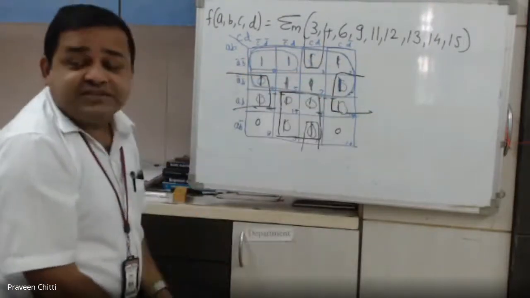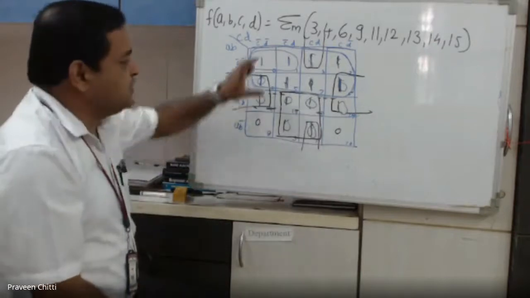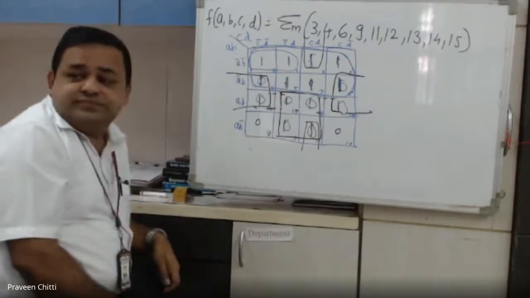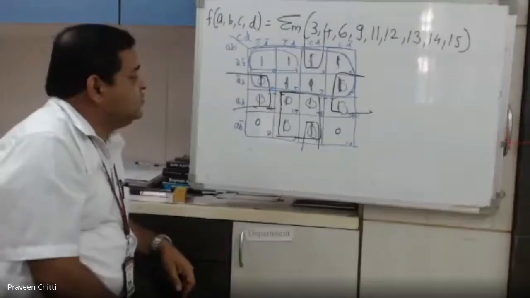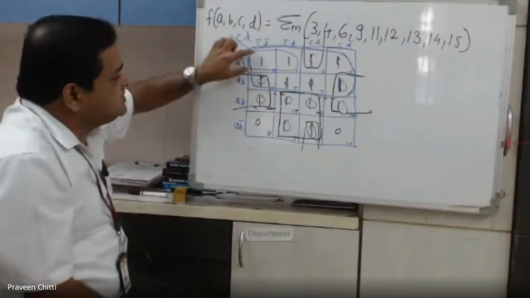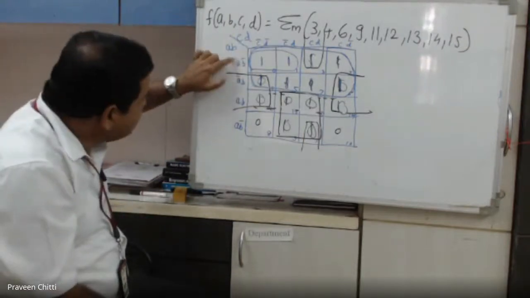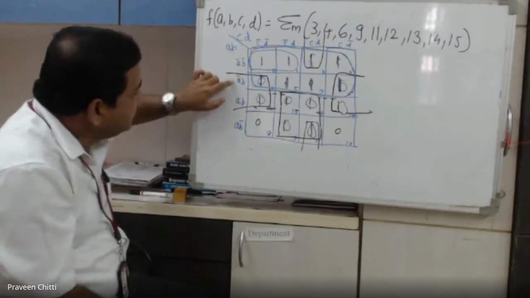Okay, I have formed what is called an octet. Now, what is the product term corresponding to this octet? A bar. Why is it A bar? This particular octet is common between these 2 rows, so you should take the common one. What is that? A bar. And it is covering all.